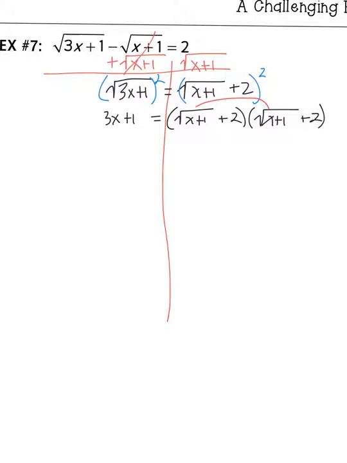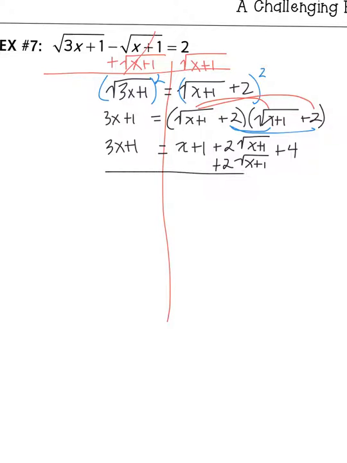First, radical x plus 1 times itself is going to give you just x plus 1. Then radical x plus 1 times 2 is going to give you plus 2 radical x plus 1s. Then 2 times radical x plus 1 is going to give you another 2 radical x plus 1. And finally, that one's easy. 2 times 2 is 4. And on the left, we have 3x plus 1. That hasn't changed.